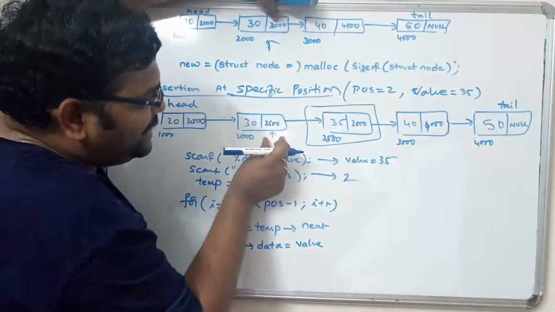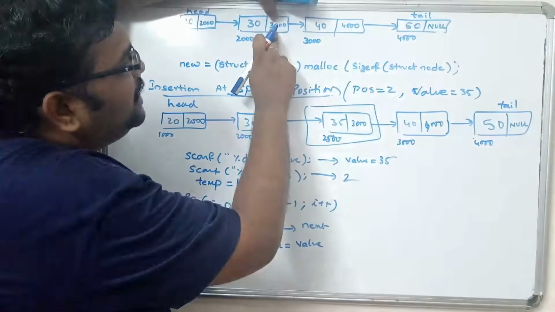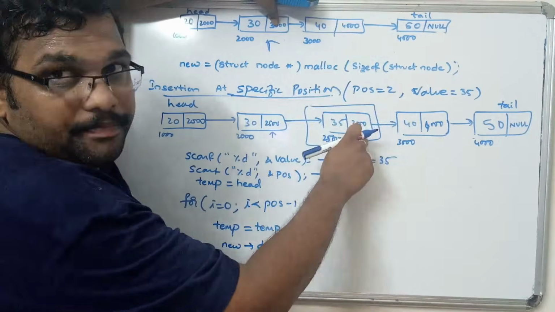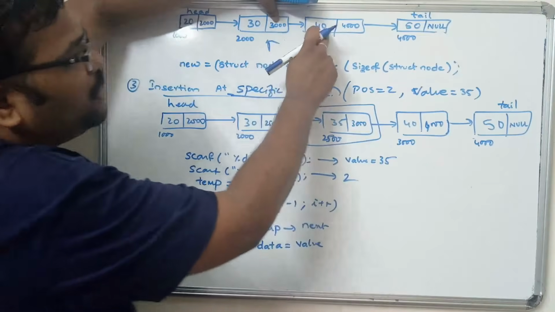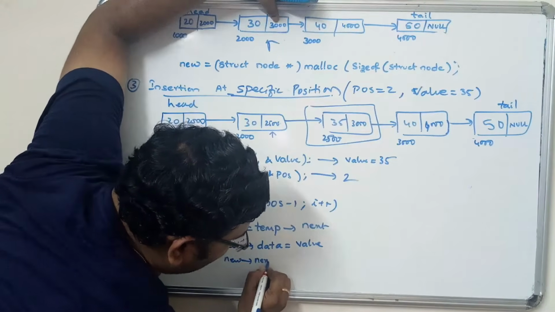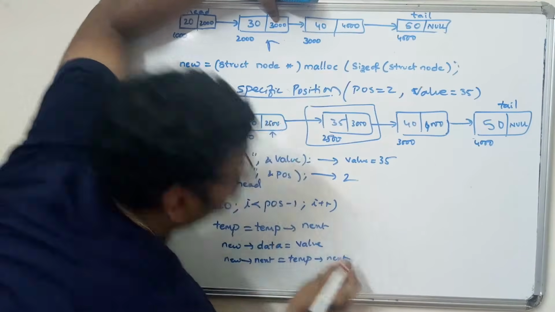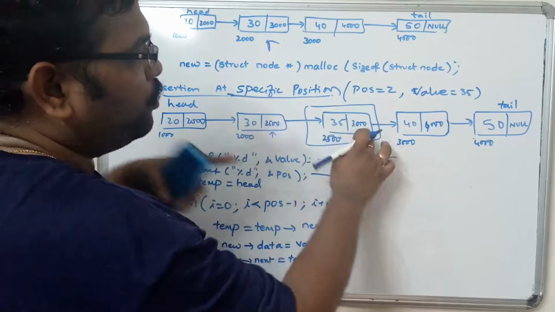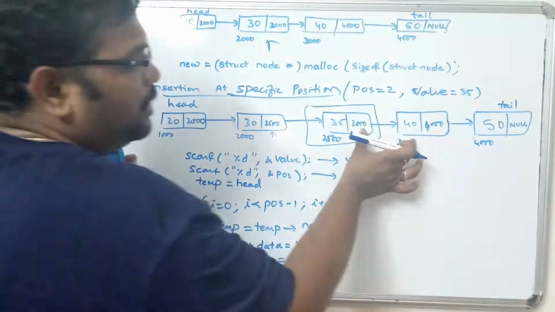So first if you change this one, we can't place the address of 40 in the new node, right? So first we have to assign the node 40 address to the new node. So new of next is equal to temp of next. So node connection is not disturbed.